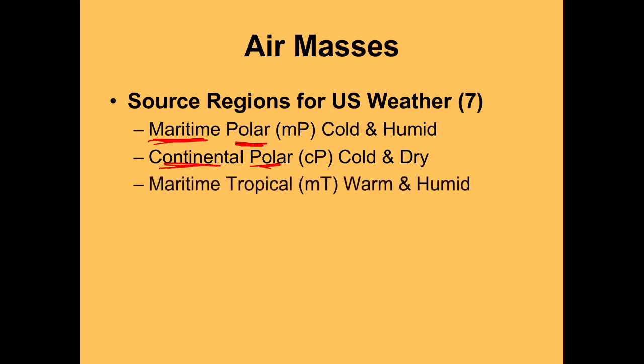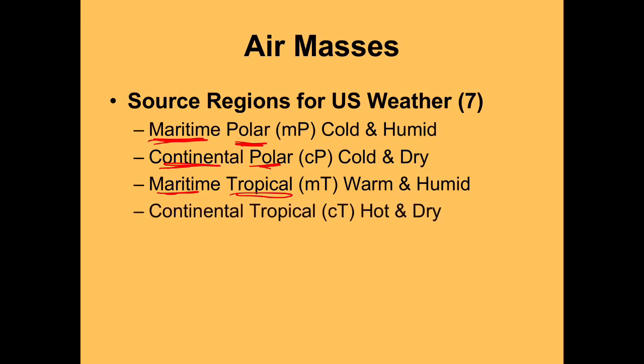Maritime tropical, again, maritime means ocean, moist, tropical from the equator, tropics mean warm and moist. And continental tropical, again, continental means land, is dry, tropical implies warmth. Now that's only 4 right there, and that's the only 4 named types of air masses. But you're probably thinking, well, there's 7 up here. Well, the other 3 have the same name, but they come from different locations. And let me show you where they come from.